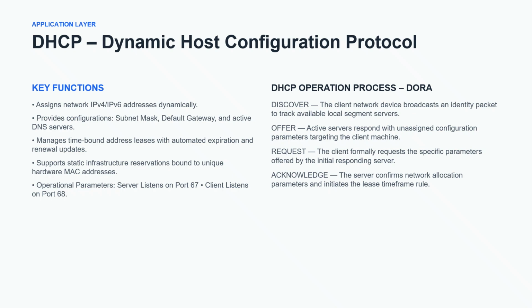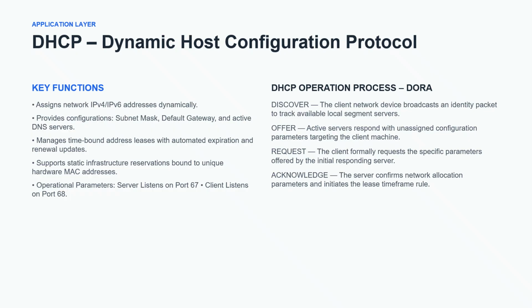DHCP provides automatic IP address assignment, subnet mask, default gateway, DNS servers, and other configuration parameters. DHCP leases IP addresses for a specific duration. When the lease expires, the client must renew it or obtain a new address. DHCP supports address reservation where specific IP addresses are permanently assigned to specific devices based on their MAC addresses.